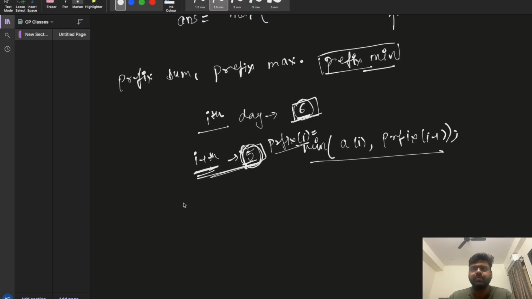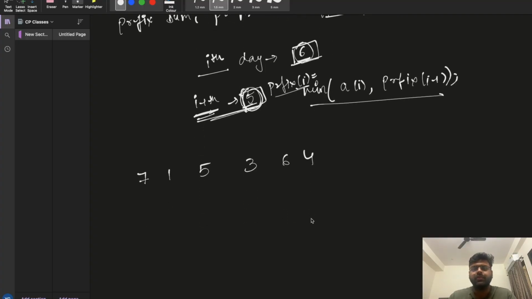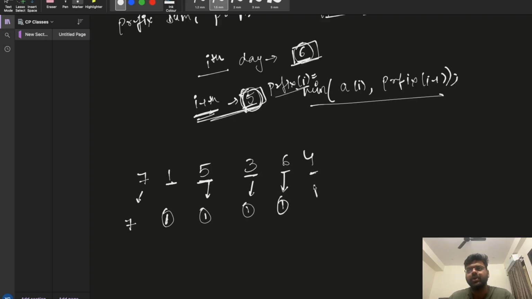Now let's understand this with an example: 7, 1, 5, 3, 6, 4. If we want to make the prefix min of this, the base case would be 7 only. Now for the next value I have two options, either 1 or 7. So minimum is 1. Now for 5, either it could be this 1 or the value 5, whichever is minimum, 1, so 1 would come here. Same for 3, 1. Same for 6, it would be 1, and same for 4, it would be 1.